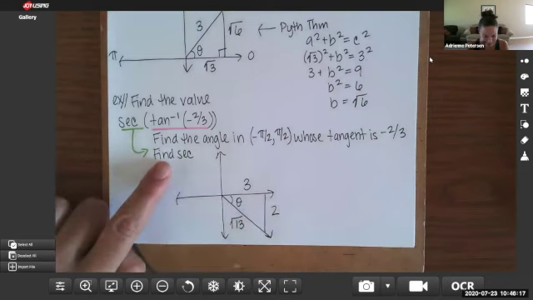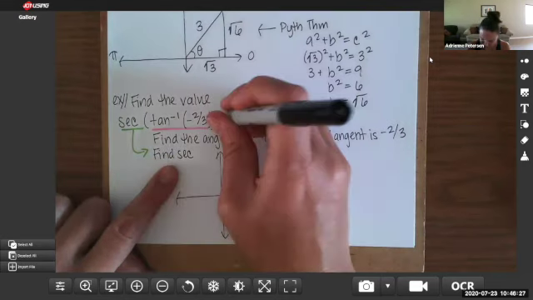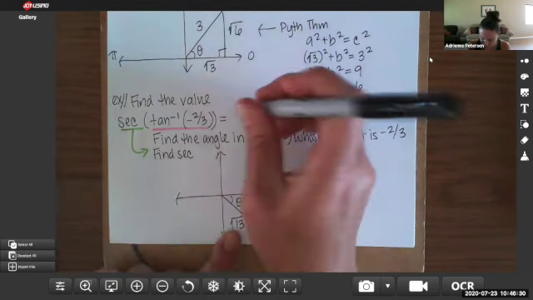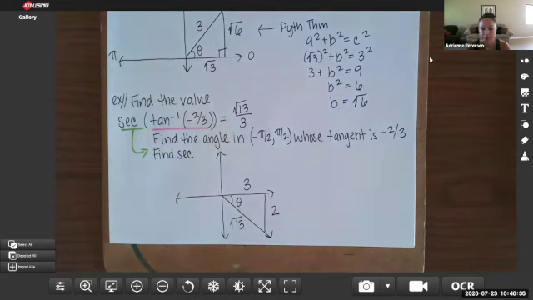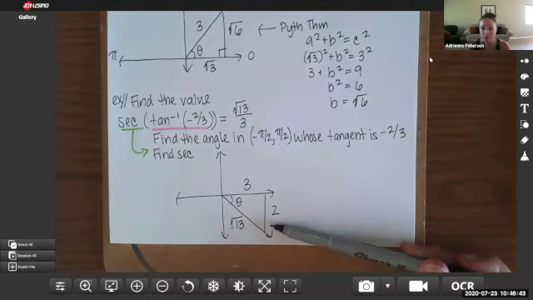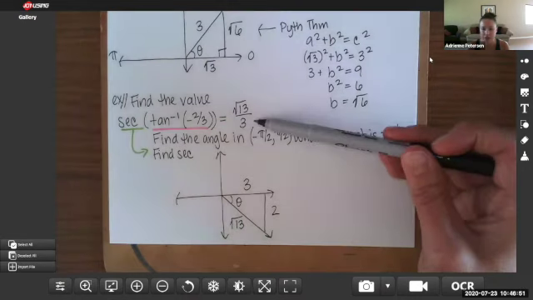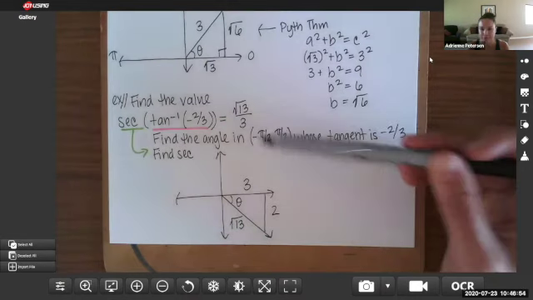The next step is to find secant of that angle. So secant is the reciprocal of cosine. So we think SOHCAHTOA, which means that secant is hypotenuse over adjacent. So hypotenuse is root 13. Adjacent is 3. Once we get our answer, 3 things we should ask ourselves. Should our answer be positive or negative? We're finding secant, which is the reciprocal of cosine in the 4th quadrant. So cosine in the 4th quadrant is positive, so it should be positive. Next thing, can we reduce this? No. Do we need to rationalize our denominator? No. So we're done.